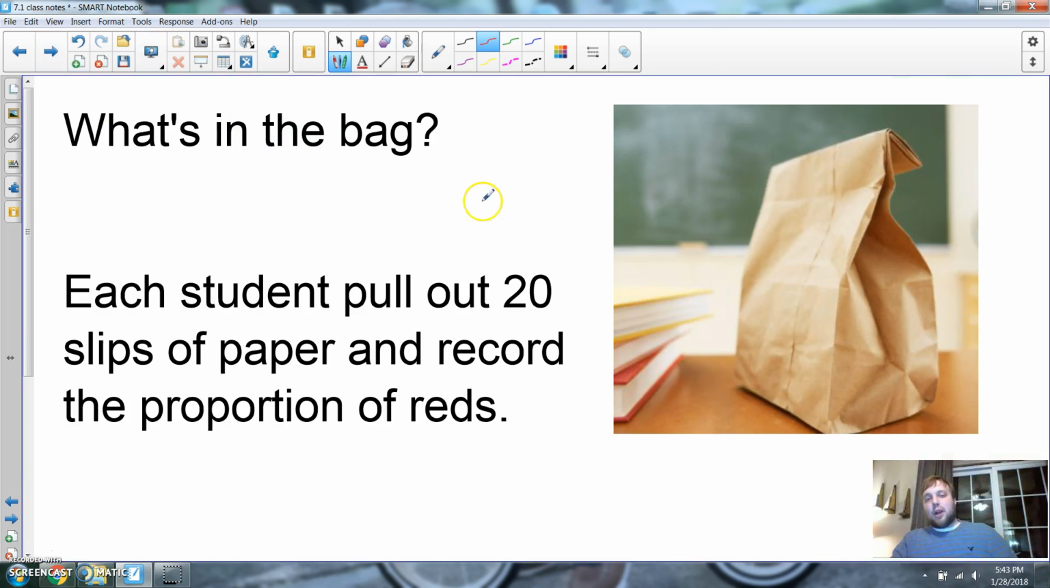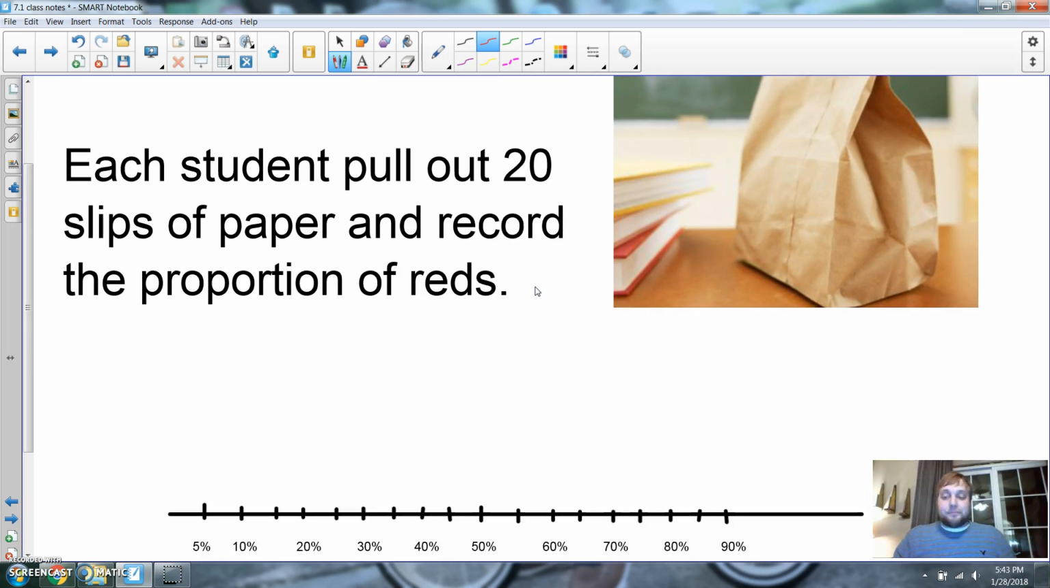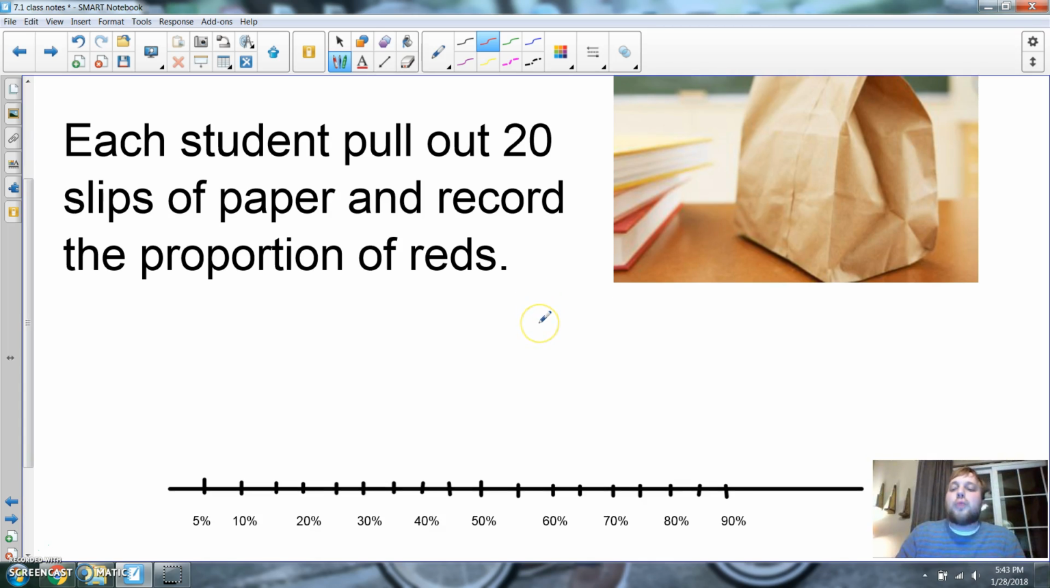Alright, so I have a little project that we did in class. If you missed it, oh, too bad. It was awesome. Basically, everybody reaches into a bag full of 200 pieces of paper. They pull out 20, and they record what proportion they got red. I call it red versus blue. Now let's say somebody might have only gotten 40% red, so they come up and plot a dot here, and somebody might have gotten 50% red, somebody down here at 35, and some people got like 55.